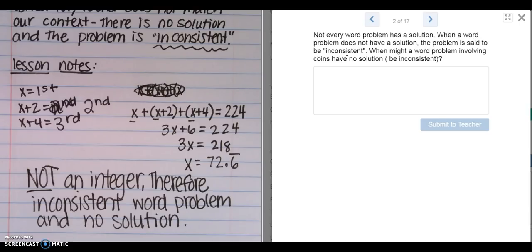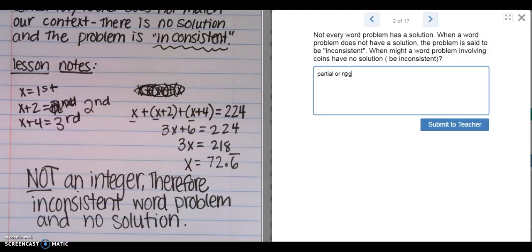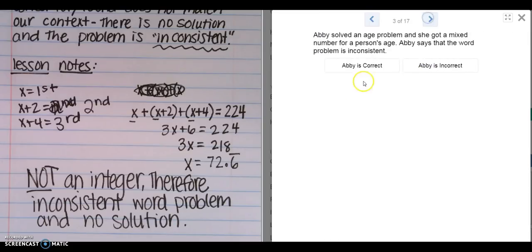When might a word problem involving coins have no solution or be inconsistent? Coins. Well, can I have a partial coin? No. So partial or negative amounts of coins. Perfect. Let's submit to teacher and move on to the next one.